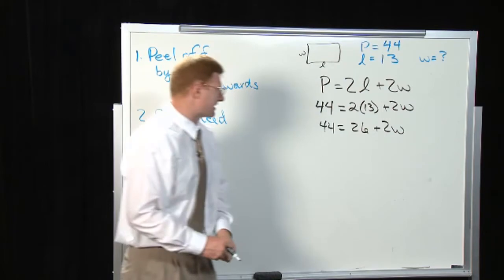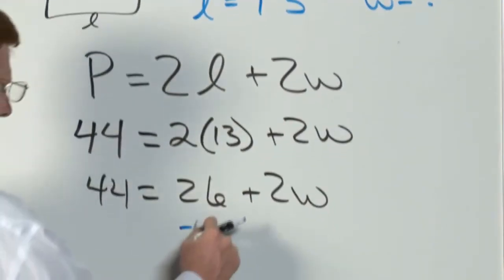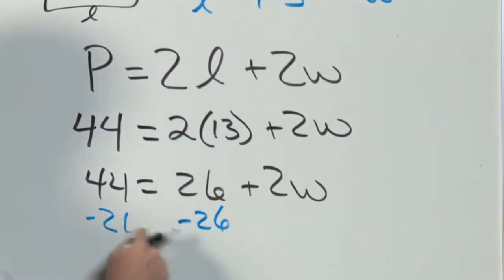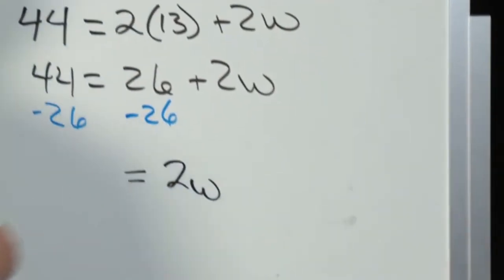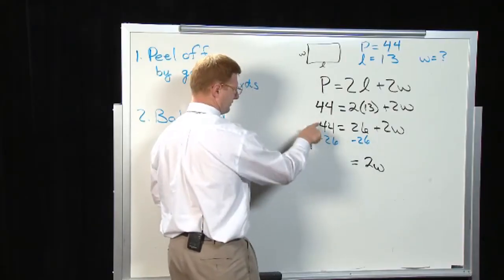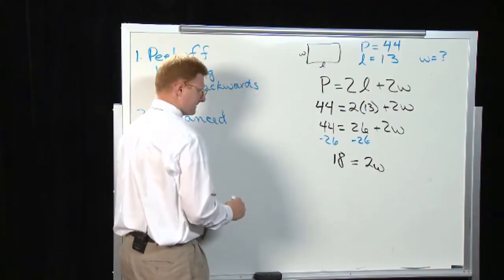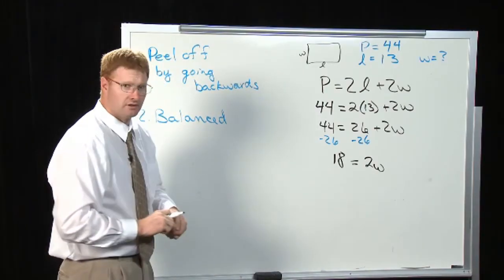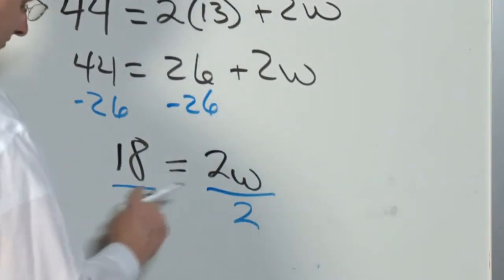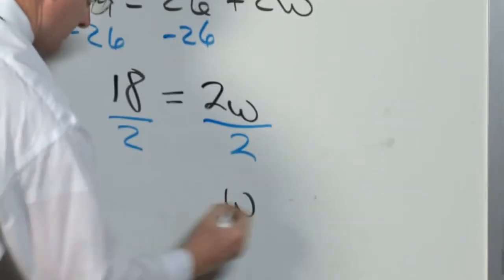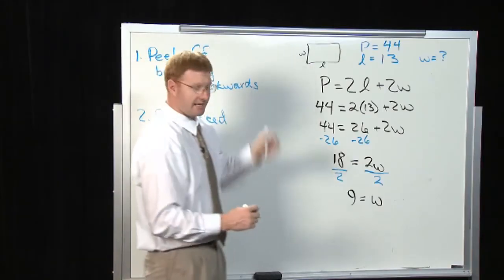If we want to get that w by itself, we're going to subtract this 26 off. And we get 2w equals, as these are gone, 44 minus 26 should be 18. And how do we get rid of that 2? 2 times w, we're going to divide. So we get w equals 9. So the width of this is 9.